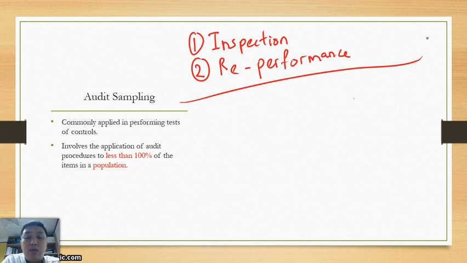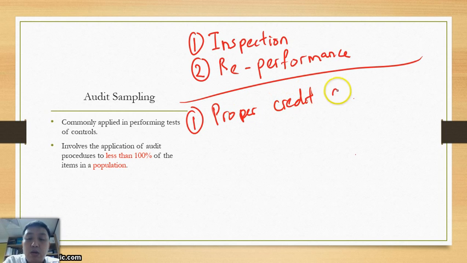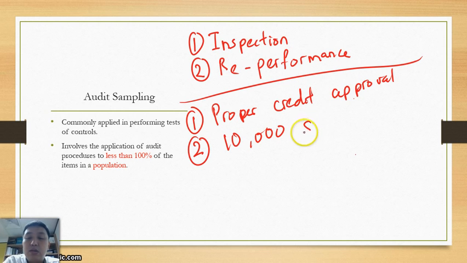A second important concept in this particular slide would be that audit sampling means auditors test less than 100% of the population. So for example, assuming auditors are trying to test the controls of proper credit approval for sales, and assuming that the company has 10,000 sales transactions for the whole year.